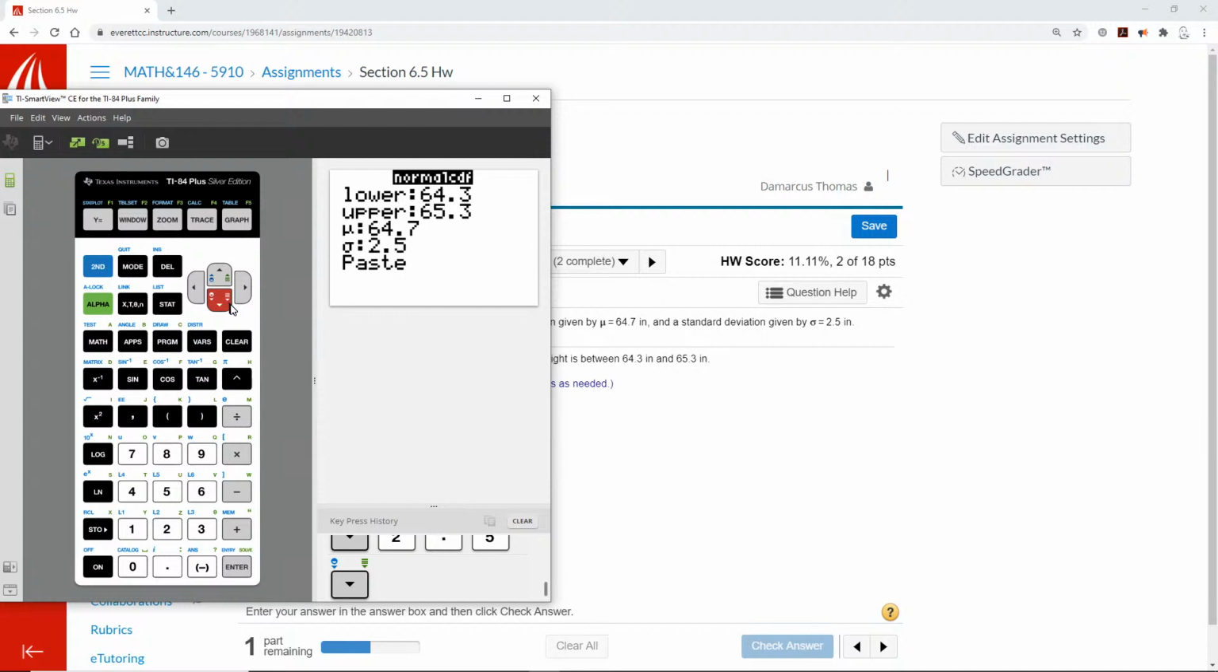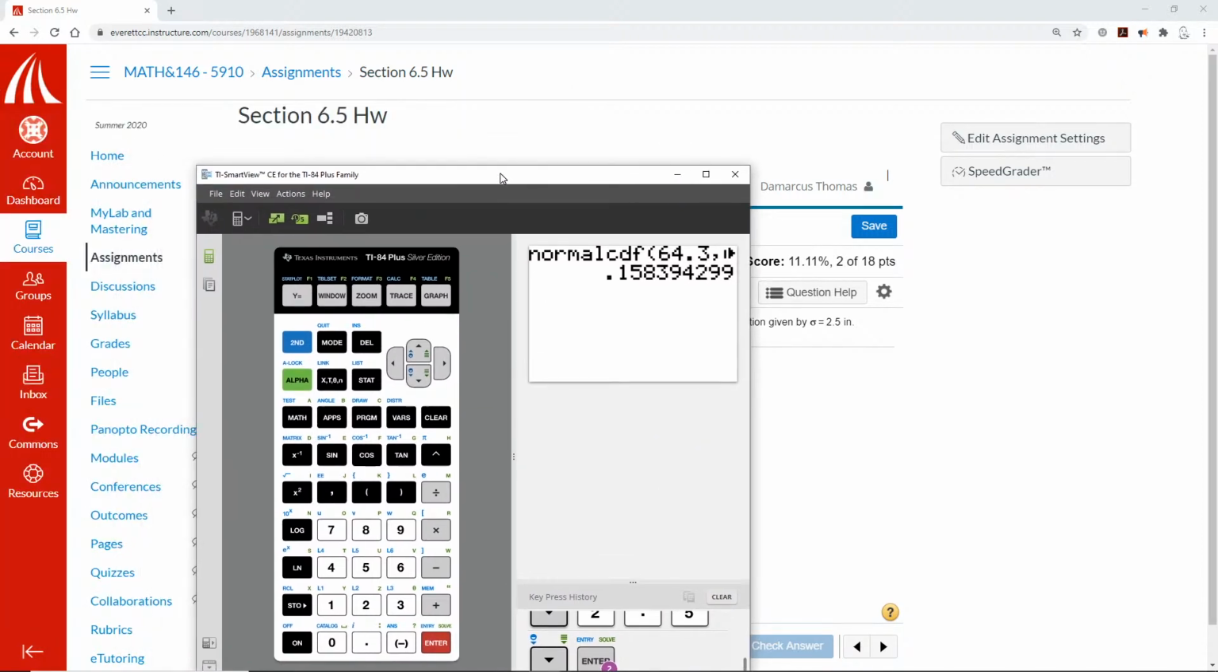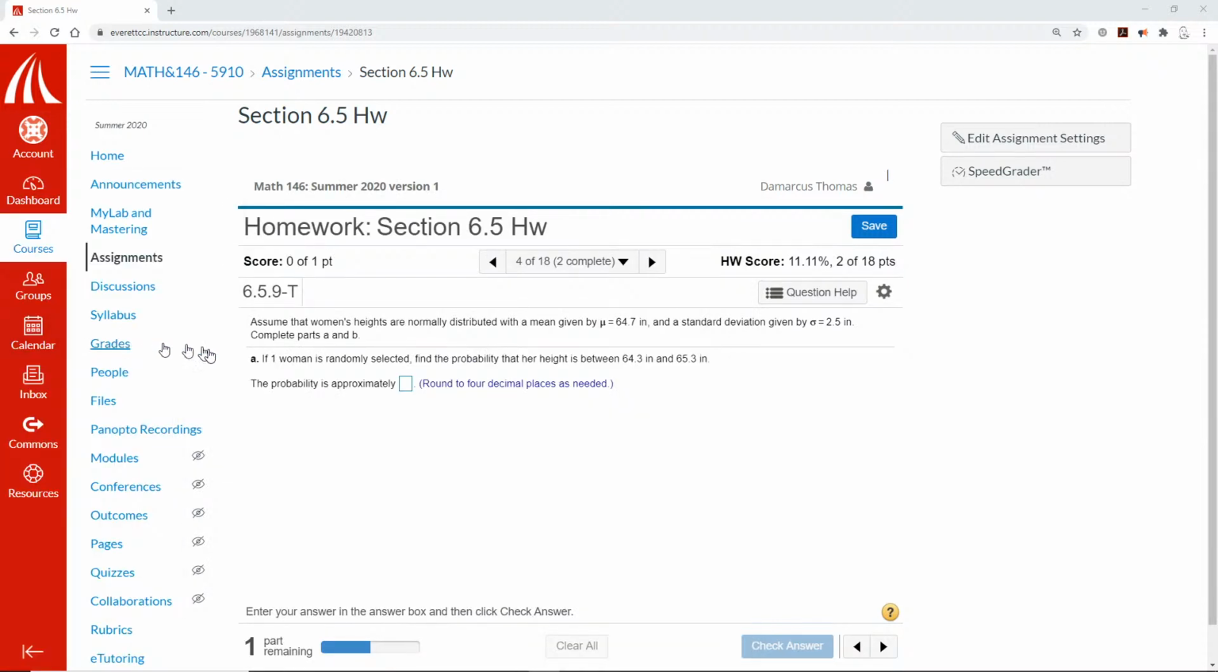Okay, so this is a 6.3 kind of question. This is the kind of question that you had to do in section 6.3. You hit enter, you get 0.1584.